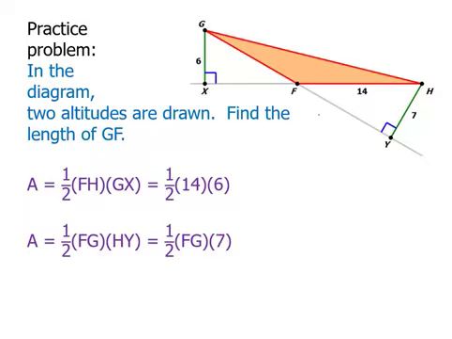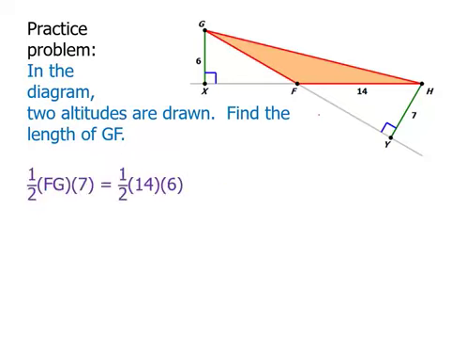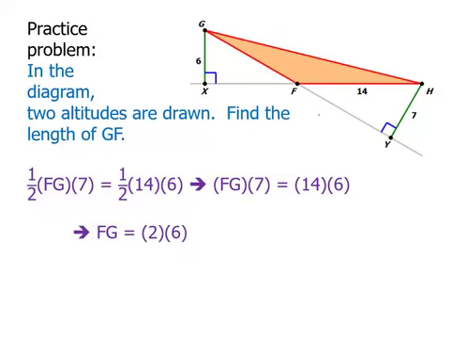But now notice that we have two different expressions for area, but of course these have to be equal, because a triangle only has one area, and so any way of calculating it should lead to the same number. So we can actually set those two equal. We can cancel the 1/2, divide by 7, and then we get FG equals 2 times 6, which is 12. And that's the answer.